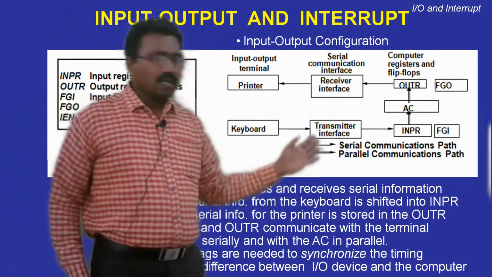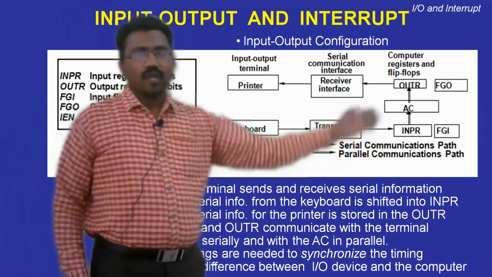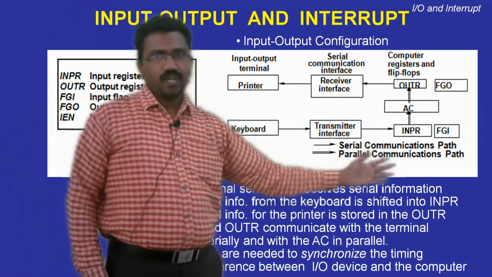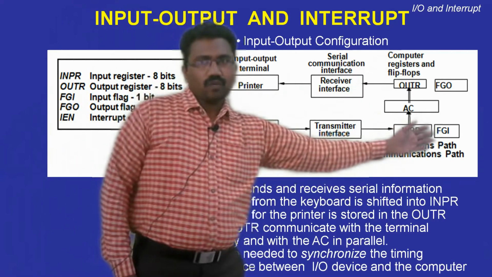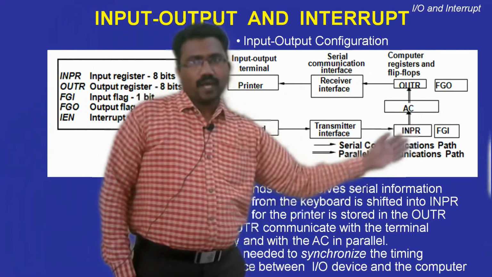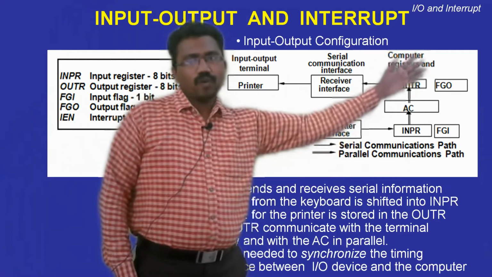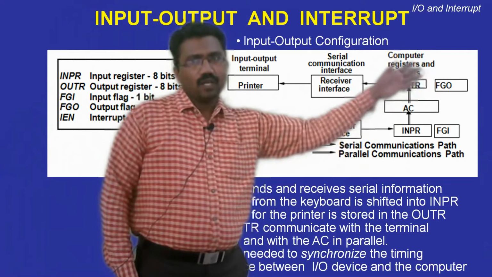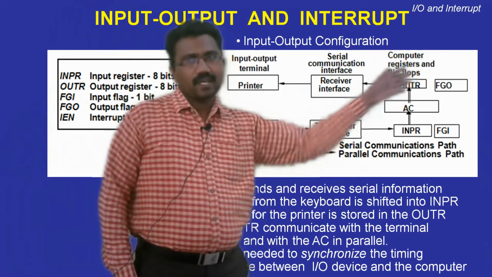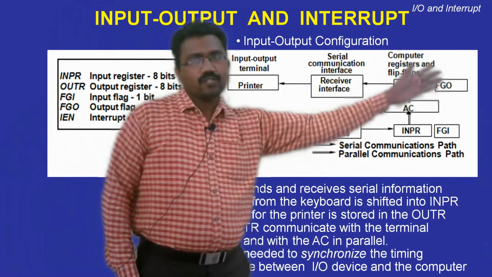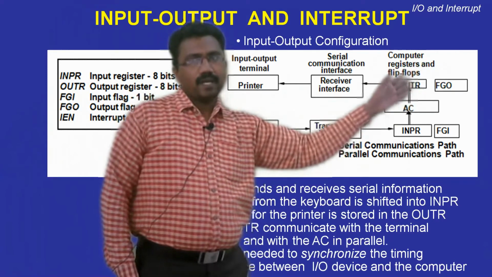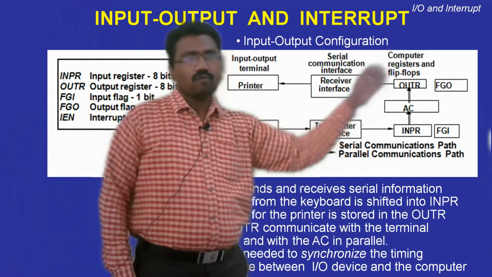So basically FGI is initially 0, FGO is initially 1. If FGI is equal to 0, then only INPR accepts the 8-bit character from the keyboard. Okay, if FGO is equal to 1, then only OUTR accepts the data from the AC. Then FGO is equal to 0. If FGO is equal to 0, then the 8-bit character is transmitted from OUTR to the printer.